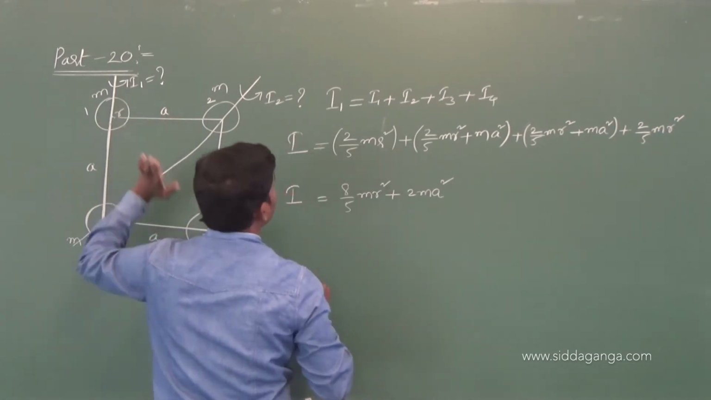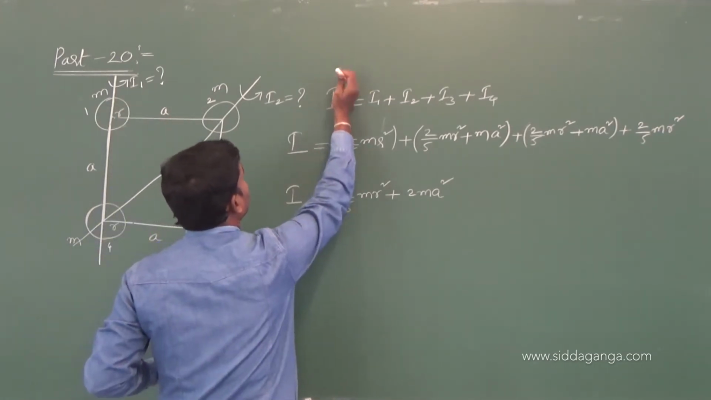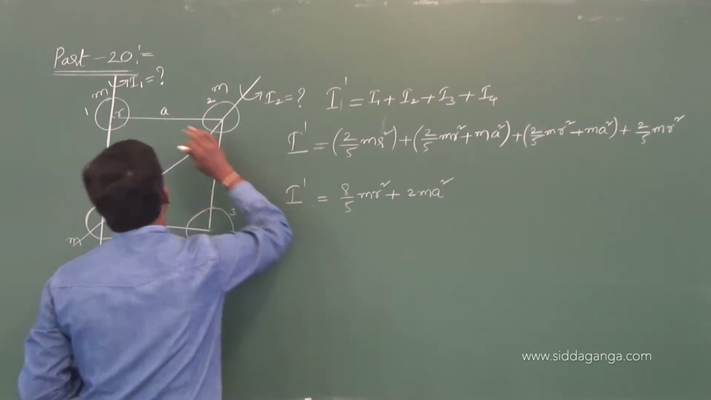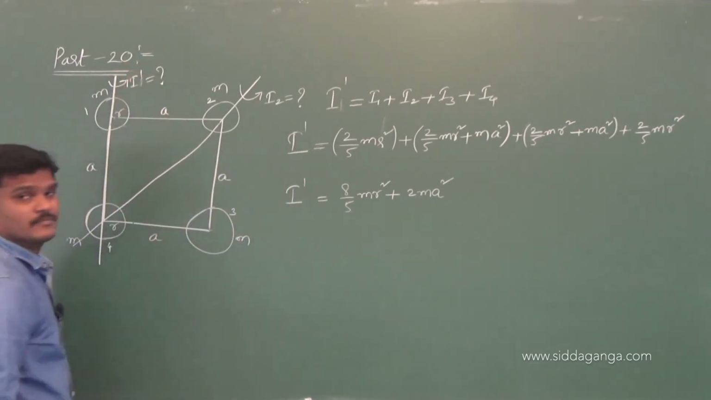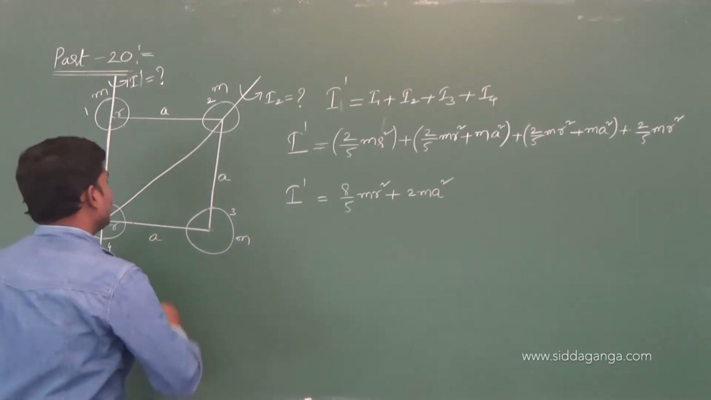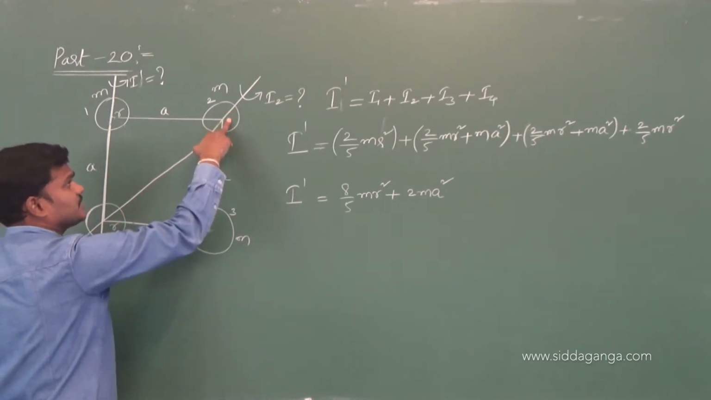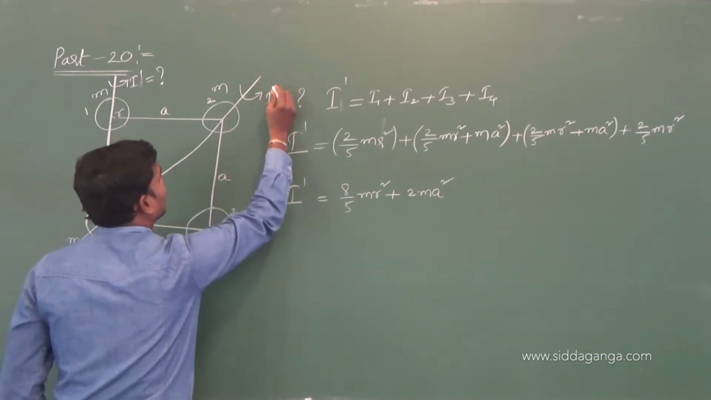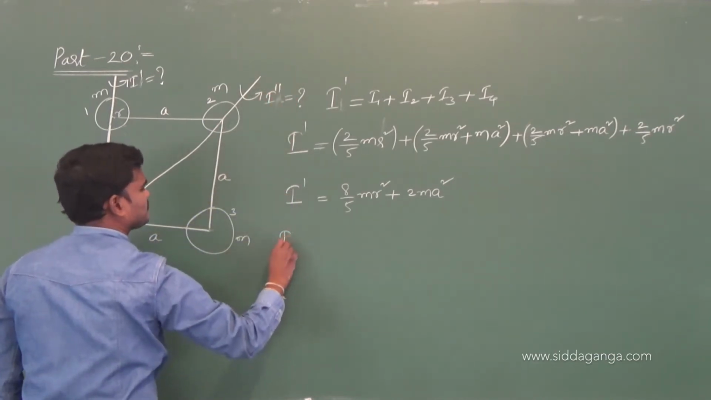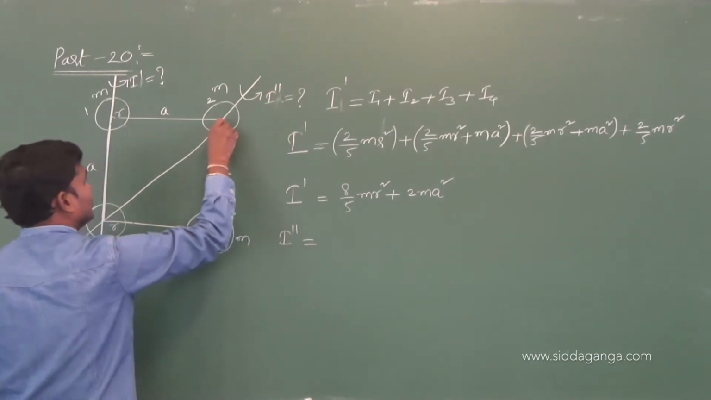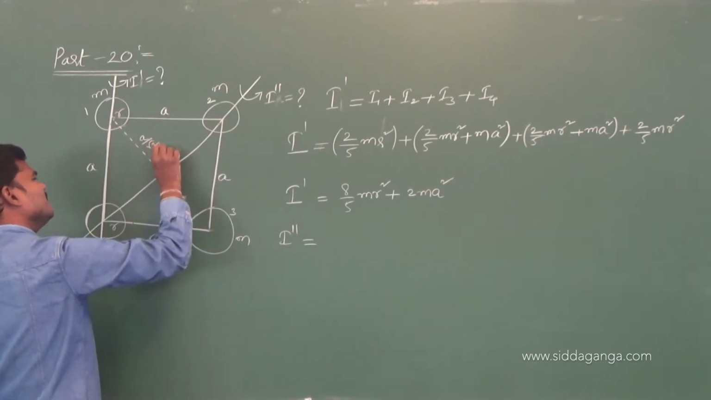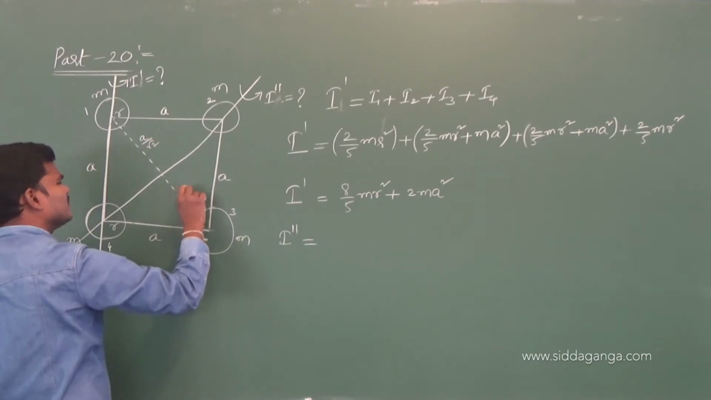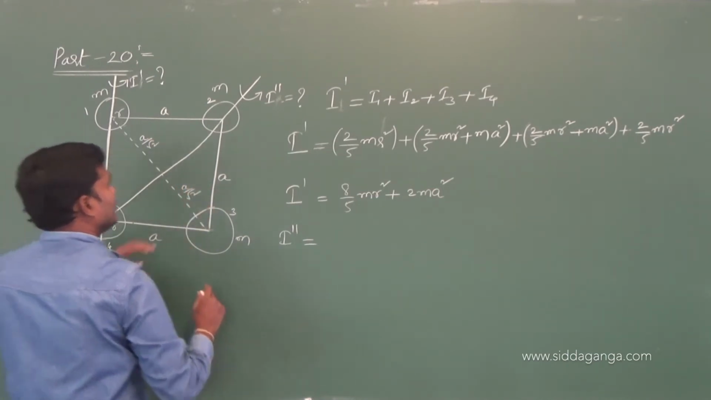This is something I dash. I dash is better, don't confuse. So this is I dash, and in this direction about this axis, let me find I double dash. See, this axis is at a distance of what? What is this distance? a by root 2. What is this distance? a by root 2.